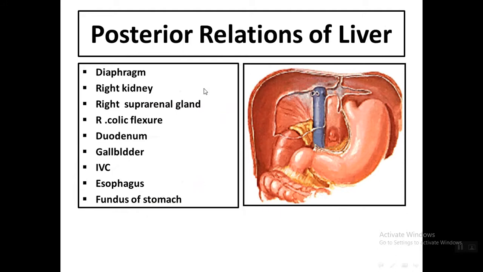These are the posterior relations of the liver: the diaphragm, the right kidney, right suprarenal gland, right colic flexure, the duodenum, gallbladder, inferior vena cava, the abdominal part of the esophagus, and the fundus of the stomach. All these structures are what we call the liver bed, or the posterior relation of the liver.